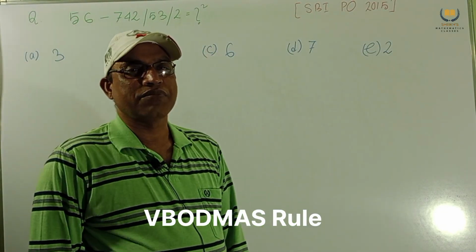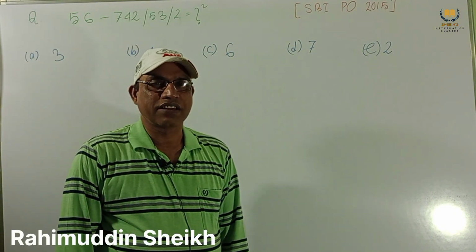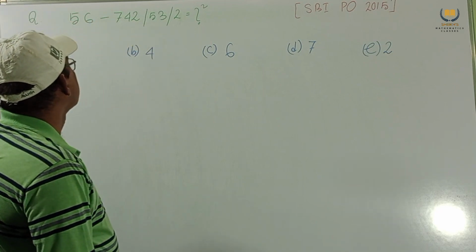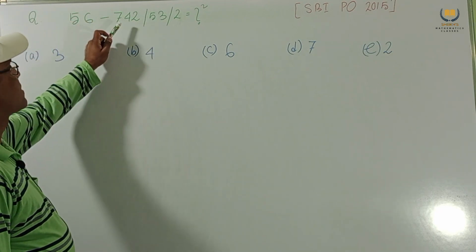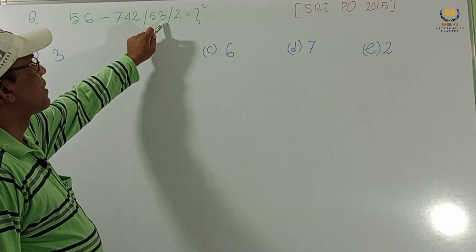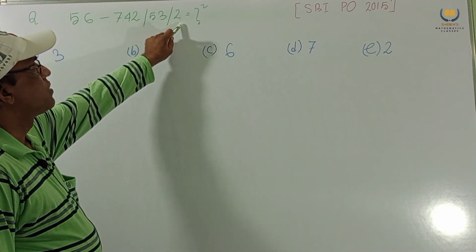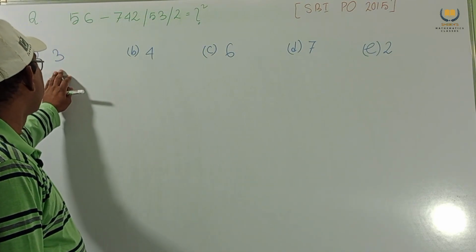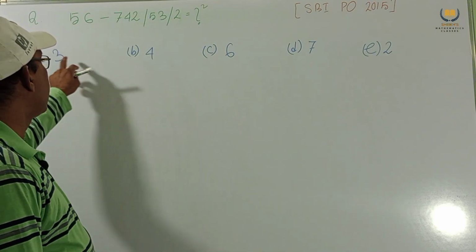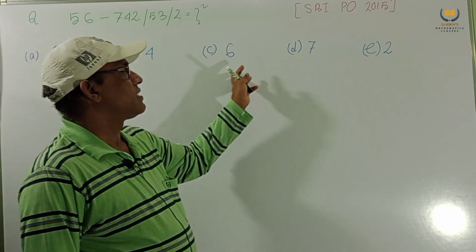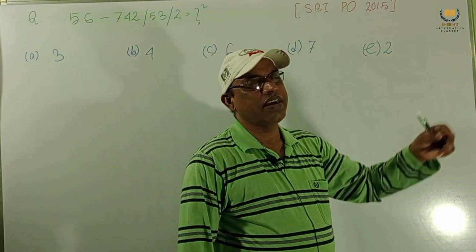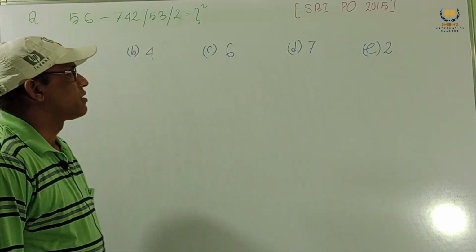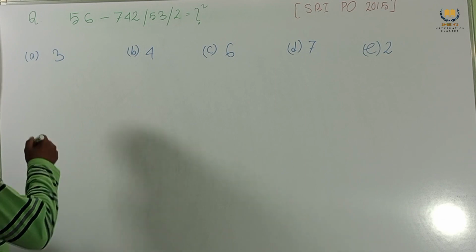Today we consider some simple problems, and these are very easy and very important also. The problem given: 56 minus 742 divided by 53, divided by 2, question mark whole square. The options given are A 3, B 4, C 6, D 7 and E 2. It was set in SBI PO 2015. Now we consider the solution.